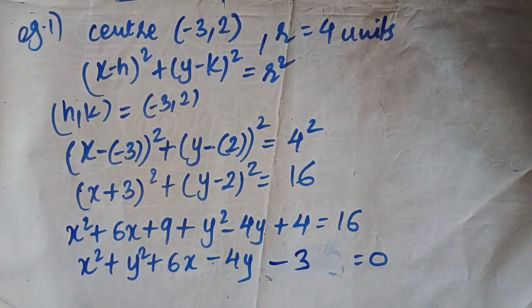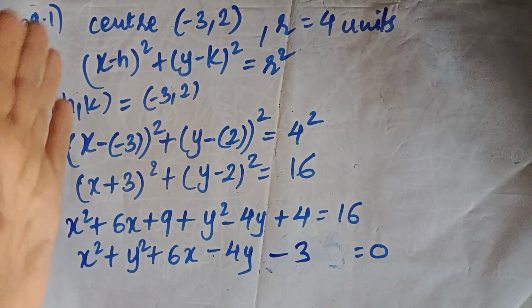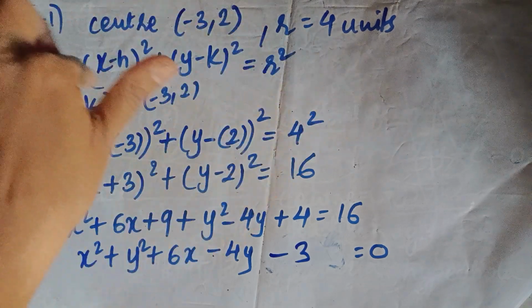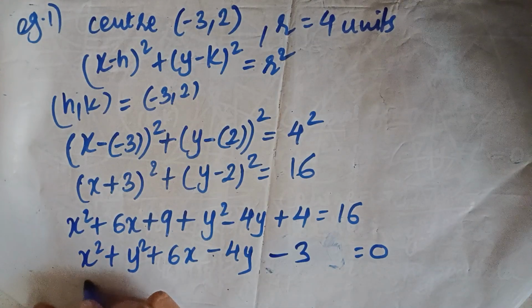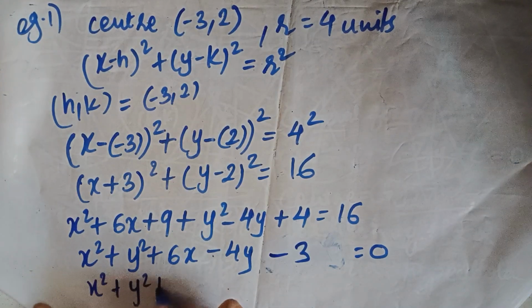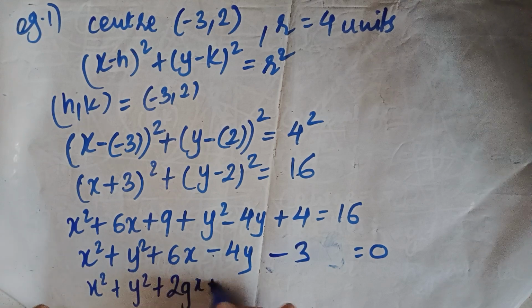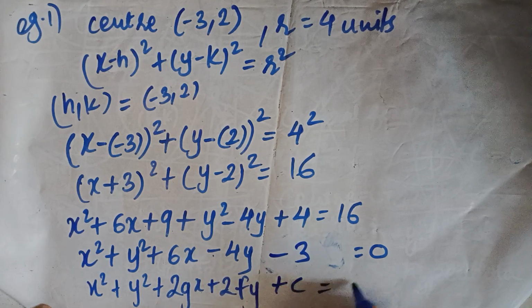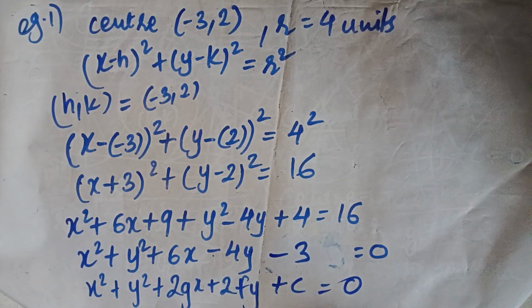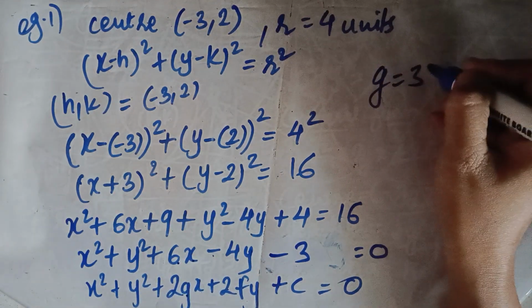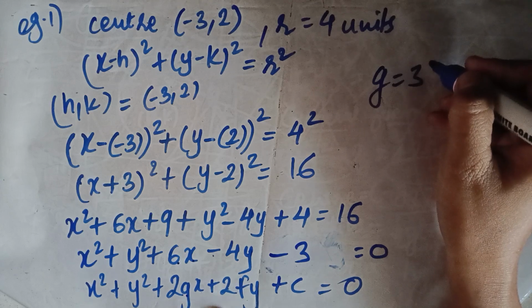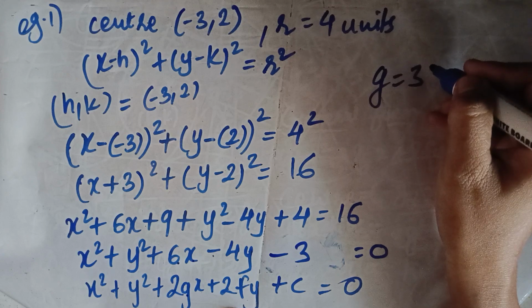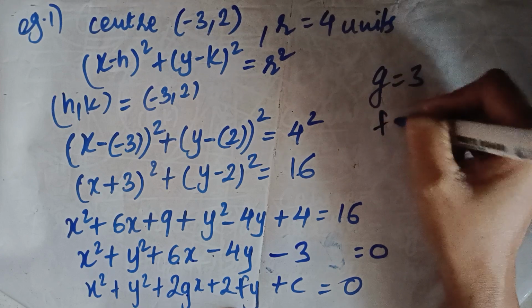If we remember the general form, we get it by expanding this equation. So this is of the form x square plus y square plus 2gx plus 2fy plus c equal to 0, where our g is, so 2 3s are 6, so g is 3. Then 2f, f is -2.